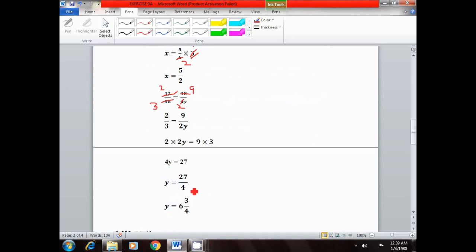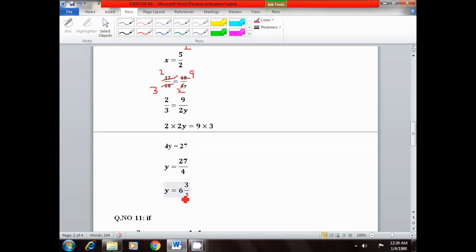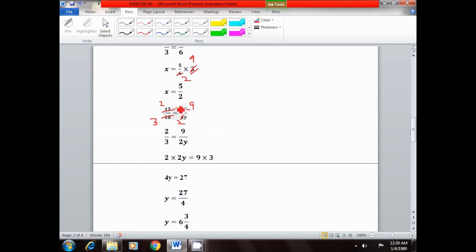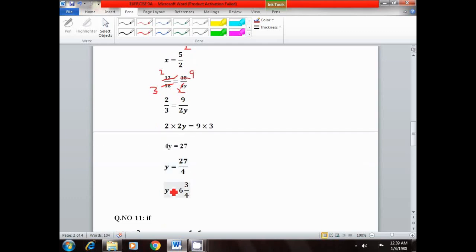Now we have an improper fraction in which the numerator is greater than the denominator. So this can be written in the form of a mixed fraction, 6 and 3 divided by 4, which is the value of the second variable y in the given ratio. So we have calculated the value of x, which is 5 divided by 2, and the value of y, which is 6 and 3 divided by 4, or 27 divided by 4.